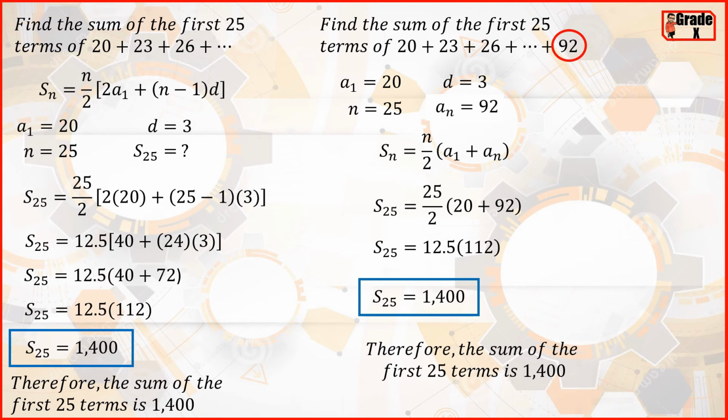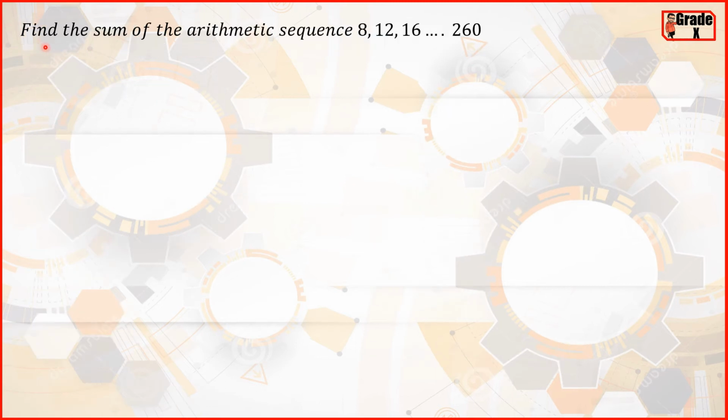Okay, let's have another example. Find the sum of the arithmetic sequence 8, 12, 16, and so on up to 260. Then identify the given values. A sub 1 is equal to 8, d is equal to 4: 12 minus 8 is equal to 4, 16 minus 12, and that is equal to 4. A sub n or the last term is 260.